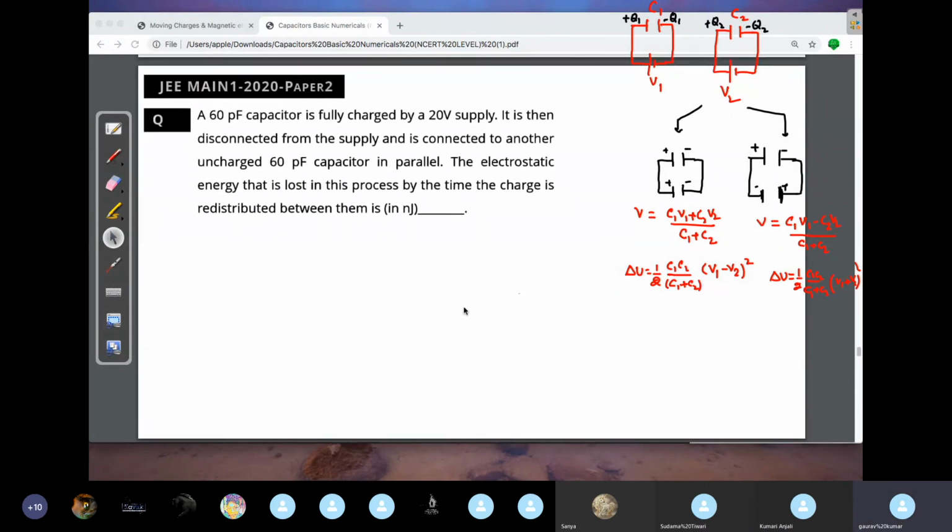Please solve it. A 60 picofarad capacitor is fully charged by a 220 volt supply. It is then disconnected from the supply and connected to another uncharged 60 picofarad capacitor in parallel. The electrostatic energy that is lost in this process by the time the charge is distributed, in nanojoules. A very, very elementary question. You all can solve it.